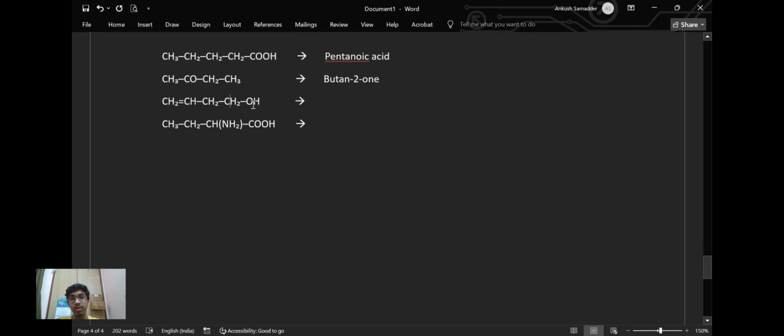So that means we'll count from right to left, just to keep this alcohol at the first number, in such a place that it gets the lowest number possible. So here it will be one, two, three, four. Four carbons are there. But at which carbon is the double bond? One, two, three. In the third carbon the double bond is there. So three, en will be there. Mind it.